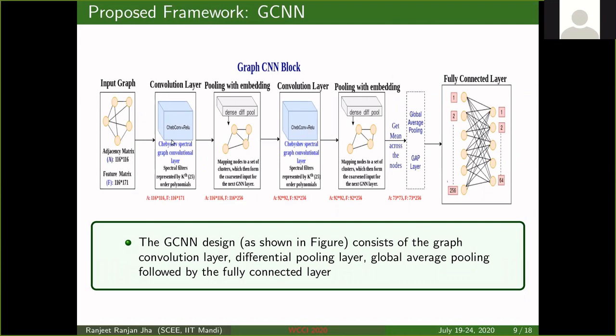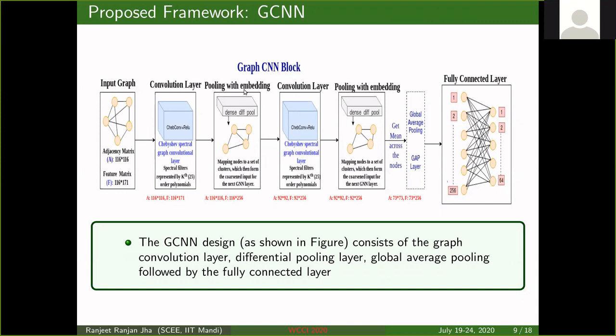And this is the first convolution layer. This is the Chebyshev spectral graph convolution layer. Here we have spectral filters represented by kth order polynomials, and we are taking k equal to 25. After this layer, we get a feature matrix of size 116 by 256. So we are going from 171 features to 256 features, but the adjacency matrix will remain the same.